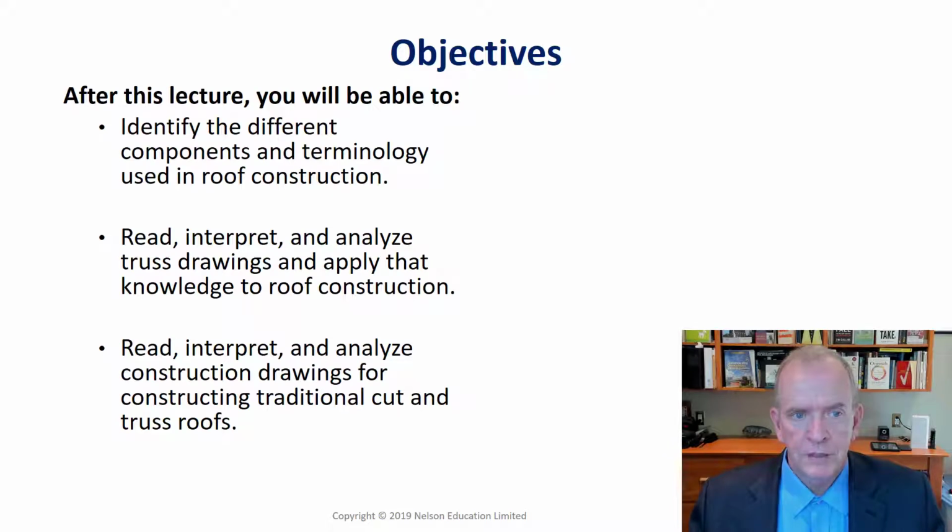Some of the things to identify are the different components and terminology, just like when we were talking about floor framing and wall framing, we were distinguishing between headers and trimmers in a floor and lintels and jack studs in a wall. There's a lot of terminology with roofs, and it's good to get a good understanding of the terminology because you'll see it everywhere in drawings and specifications. So it's very helpful to at least know what those terms are and how they apply to roof construction.